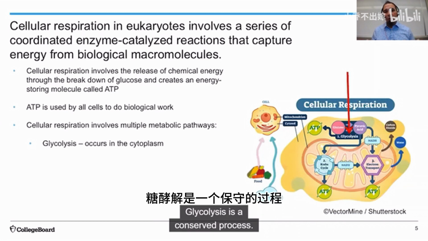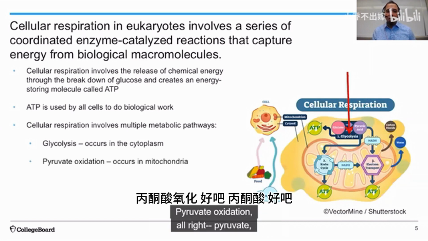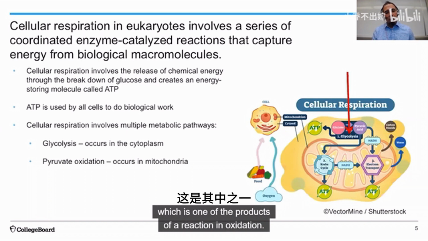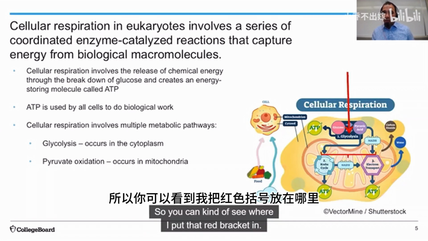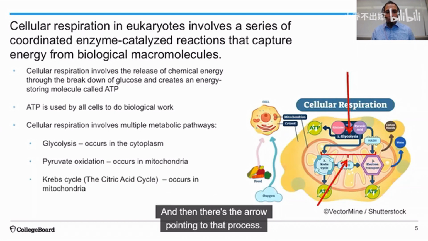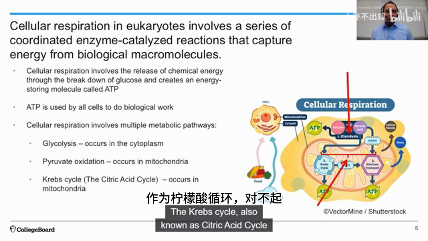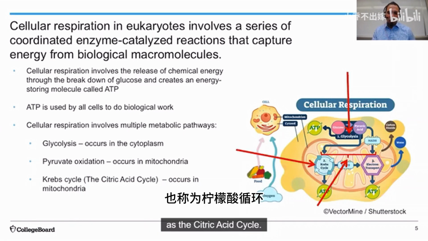Glycolysis is a conserved process. All living things do glycolysis. Pyruvate oxidation. All right, pyruvate, right? Which is one of the products of a reaction in oxidation. You're losing an electron. That occurs in the mitochondria. So you can kind of see where I put that red bracket in. And then there's the arrow pointing to that process. The Krebs cycle, also known as the citric acid cycle, occurs in the mitochondria. And so there's your Krebs cycle, also known as the citric acid cycle.